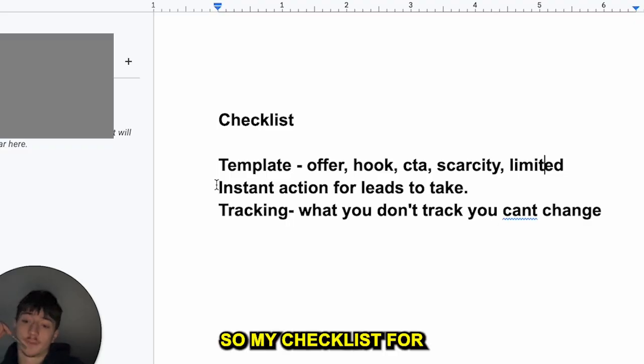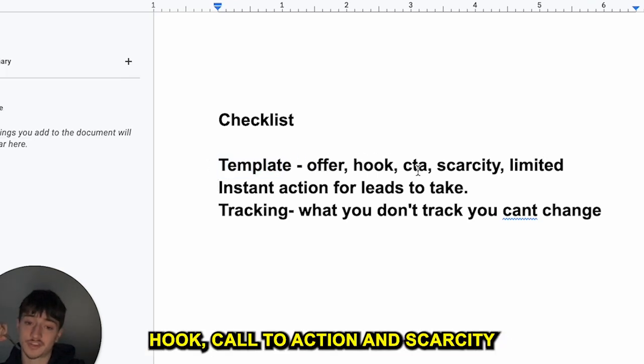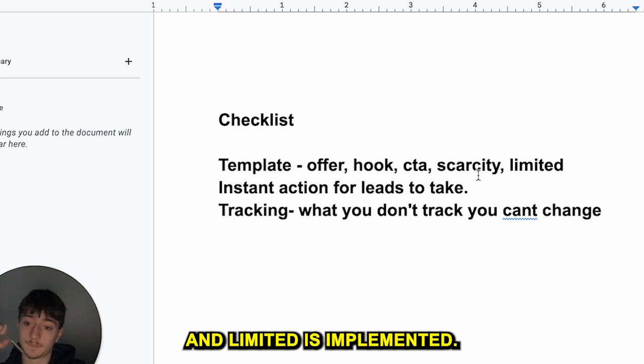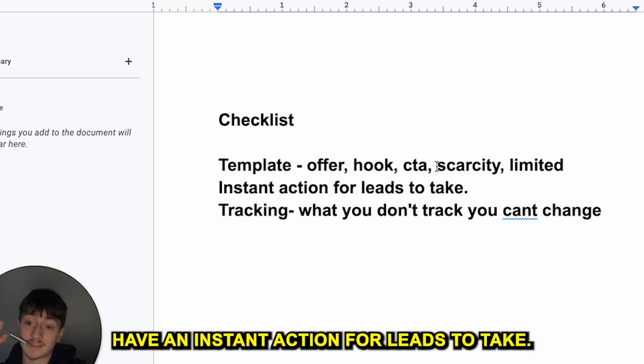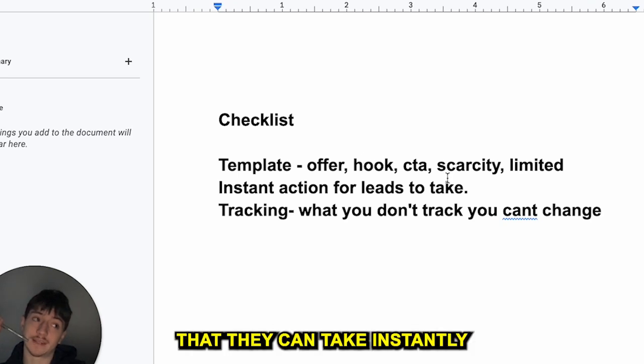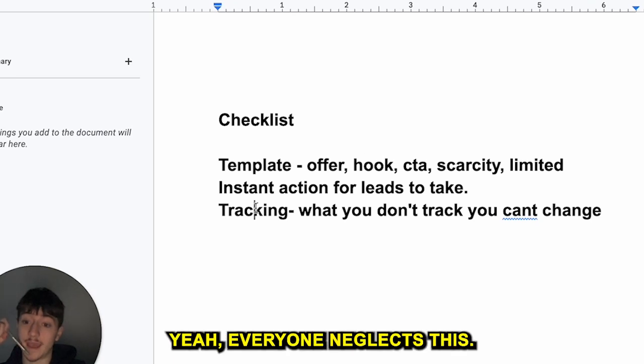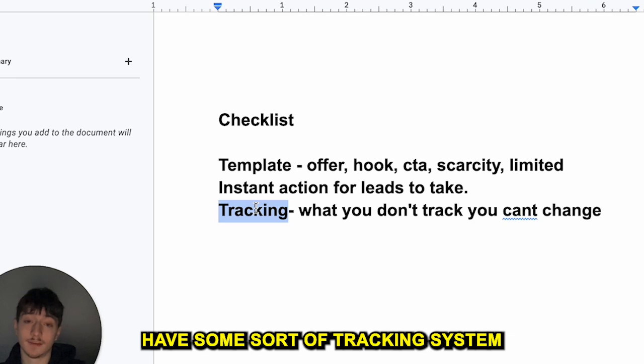It's brilliant. So my checklist for you is: have a Facebook ads template that has a good offer, hook, call to action, and scarcity and limited is implemented. Have an instant action for leads to take. So for example, when a lead comes in your pipeline, have an action that they can take instantly, such as booking through a landing page or whatever, and have tracking. Yeah? Everyone neglects this. Have some sort of tracking system, because what you don't track, you can't change.